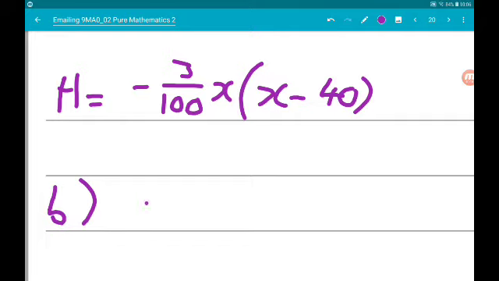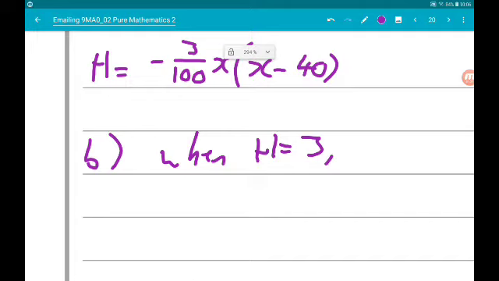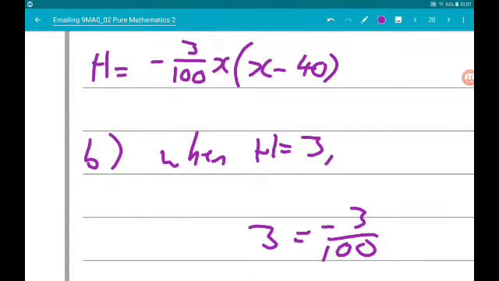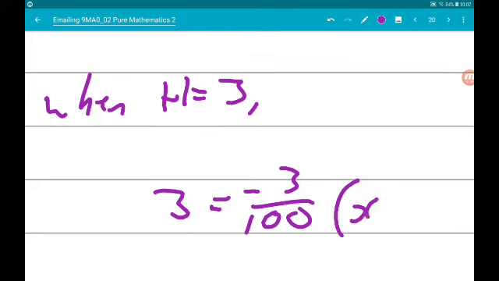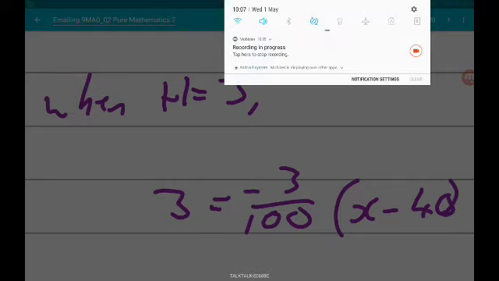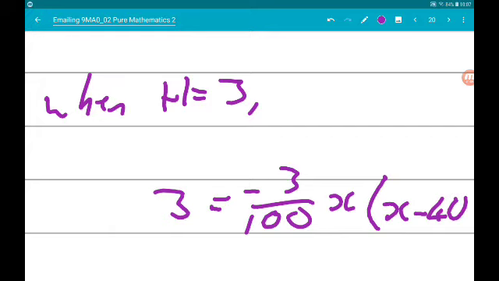So when h is 3, we're going to get 3 is minus 3 hundredths x times x minus 40. Sorry, I lost an x. Minus 3 hundredths x times x minus 40. There we go.